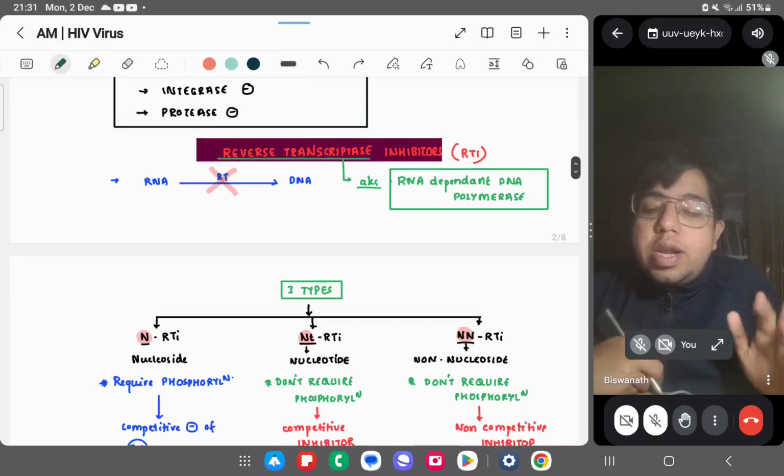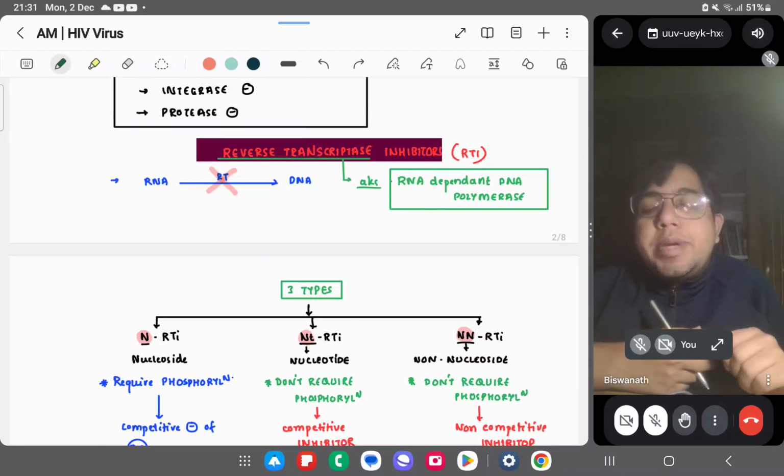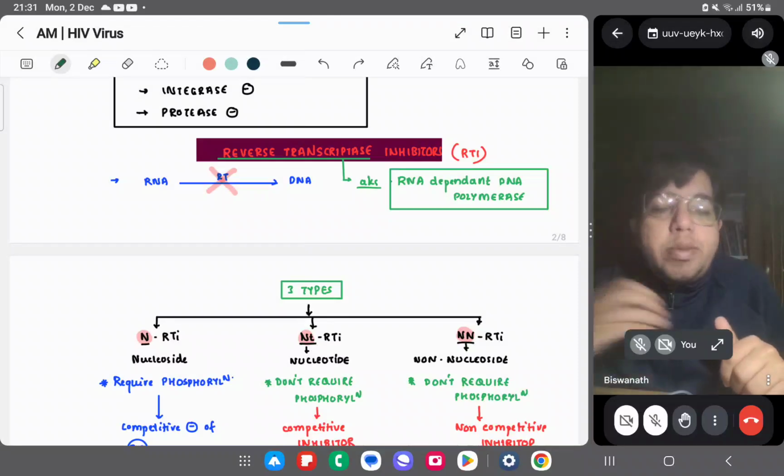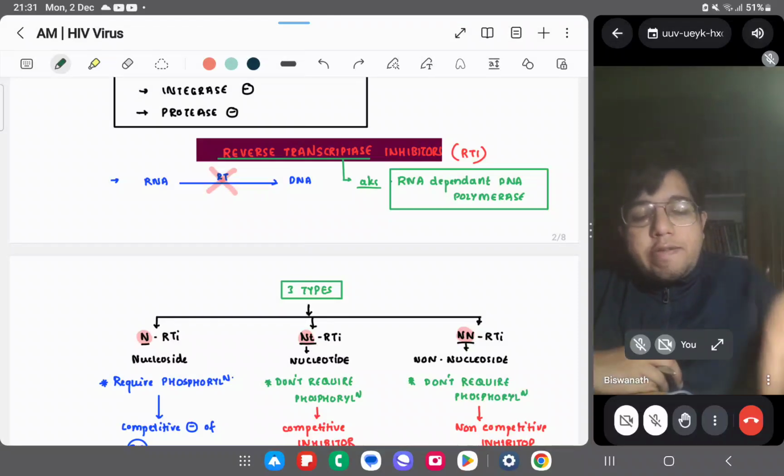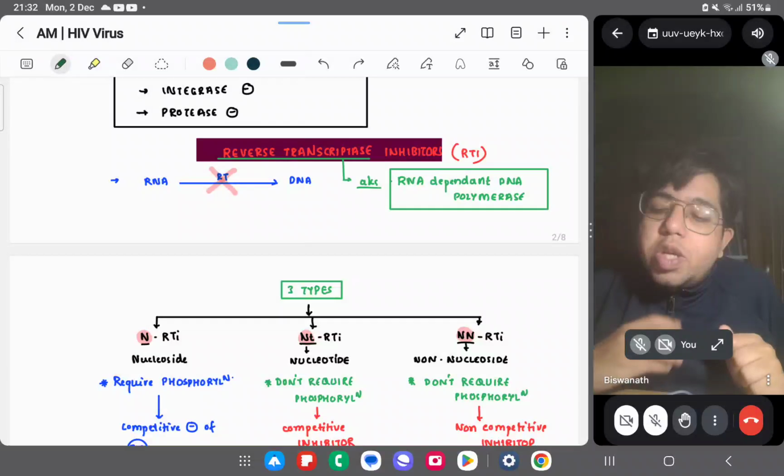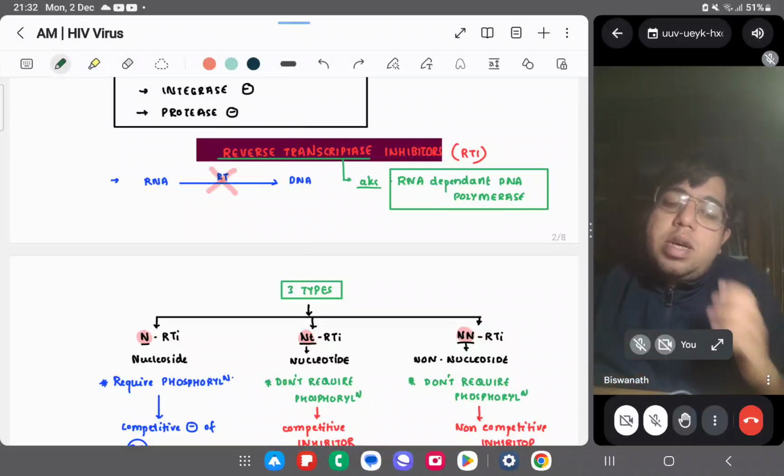Okay. So, reverse transcriptase inhibitor. Reverse transcriptase is the RNA dependent DNA polymerase. Why? Because it is converting the RNA to the DNA, right? So it is RNA dependent. Okay. It is converting the RNA to DNA. So it will use the RNA template and convert it into DNA.